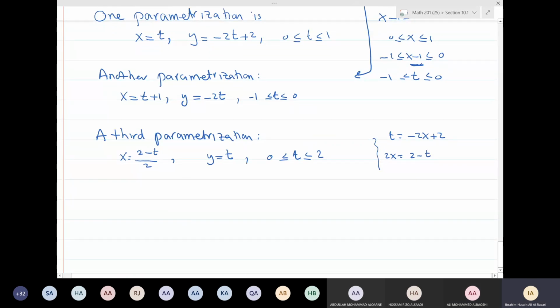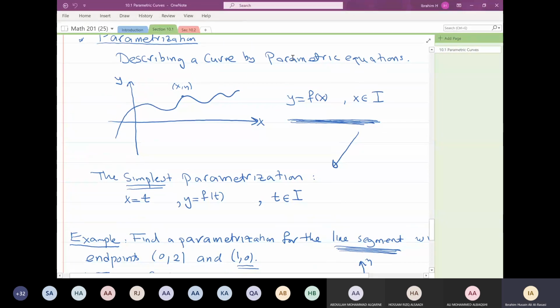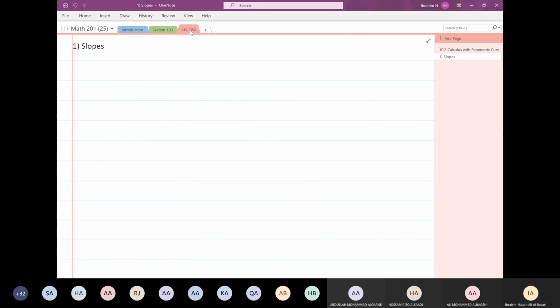Any question about parameterization? Okay, this is the end of section 10.1. Now we go to section 10.2, which is a continuation, of course: calculus with parametric curves.